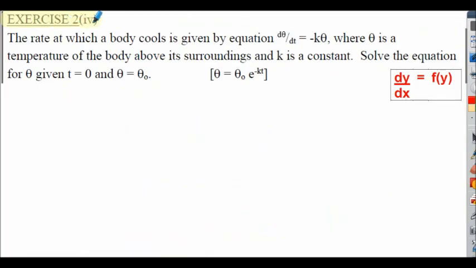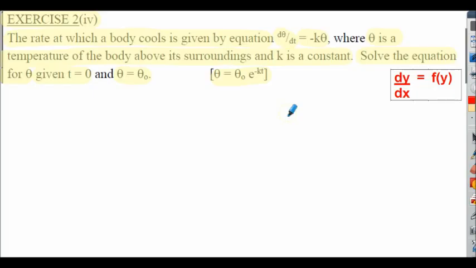Here's exercise 2 part 4. This is a descriptive question. It says the rate at which a body cools is given by the equation d theta divided by dt is equal to negative k theta, where theta is the temperature of the body above its surroundings and k is a constant. We're asked to solve the equation for theta given that t is equal to 0 and theta equals theta naught. Here's the answer shown in the square bracket.